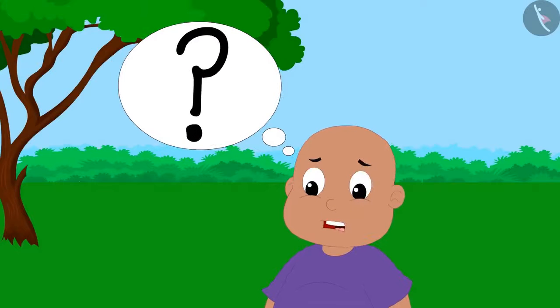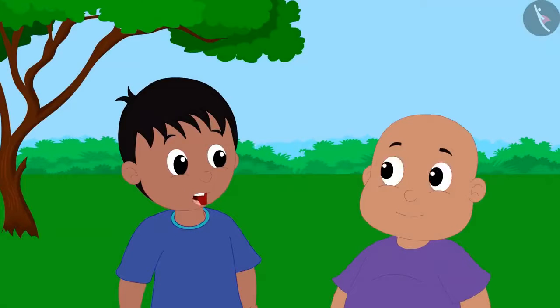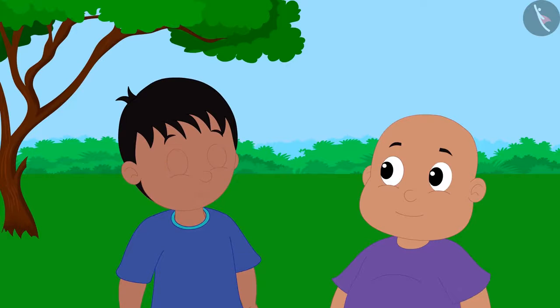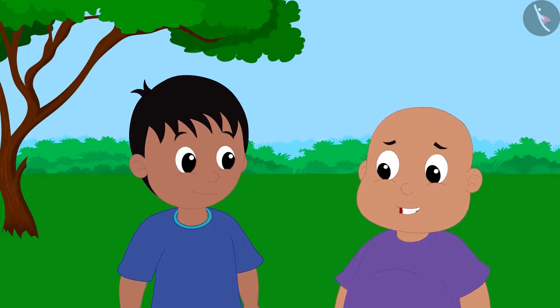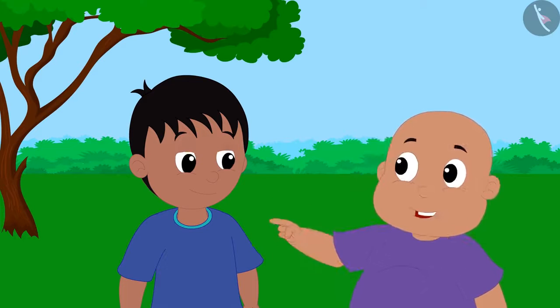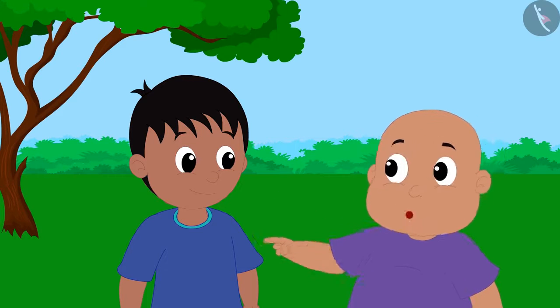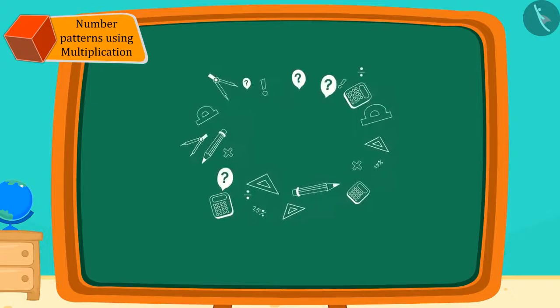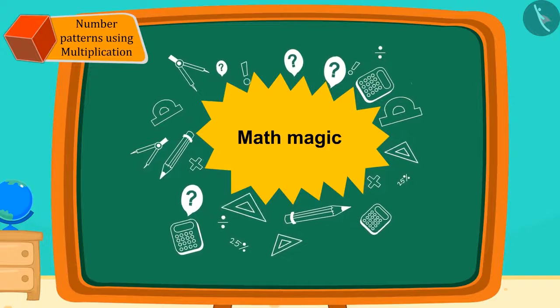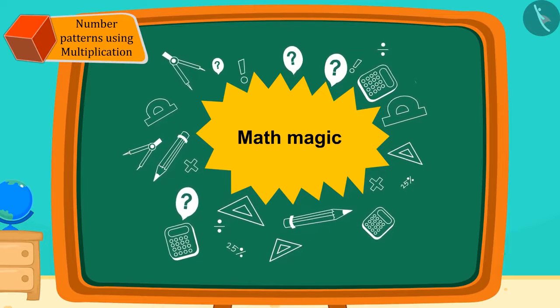Bablu was shocked. How did Raju do this multiplication so quickly? Raju replied that he knows the magic of mathematics. Bablu could not understand anything. Bablu told Raju that he too wants to learn the magic of mathematics. Kids, do you also want to learn some math magic? Let us also learn with Bablu.